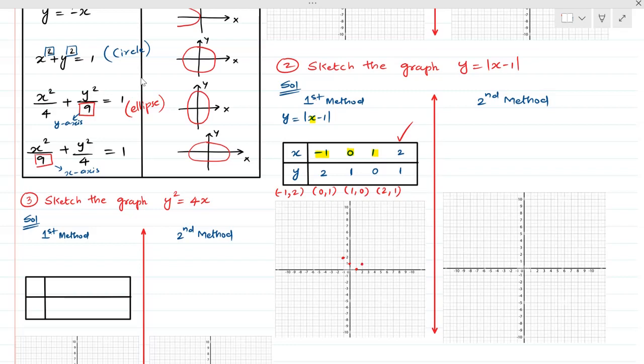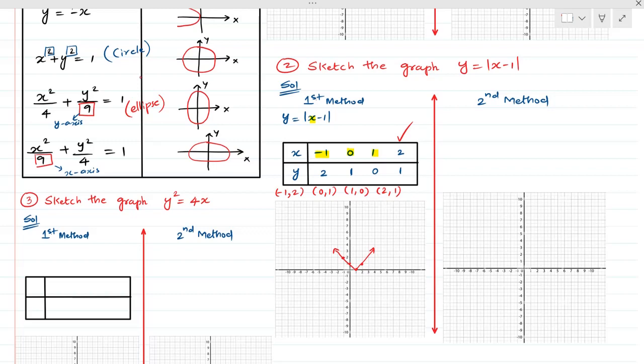So it is a sharp curve. You will find the graph looks like this. So it is a sharp curve. So this is a V-shaped curve.